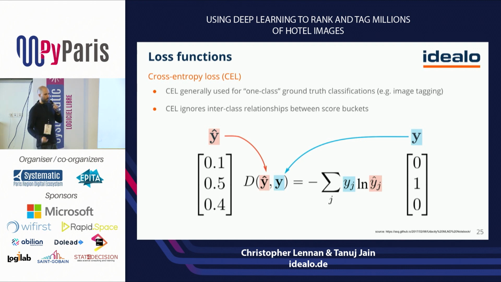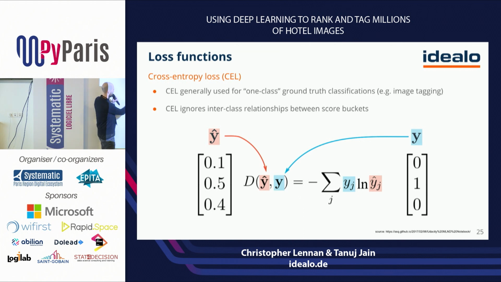Whereas, for example, for aesthetic ratings, it's not that crystal clear. So it might be, for example, a score of 5, or it might be a 6. So there's no ground truth in a way for that. So for the tagging part, we can use the cross entropy loss. And here you can see what it looks like.